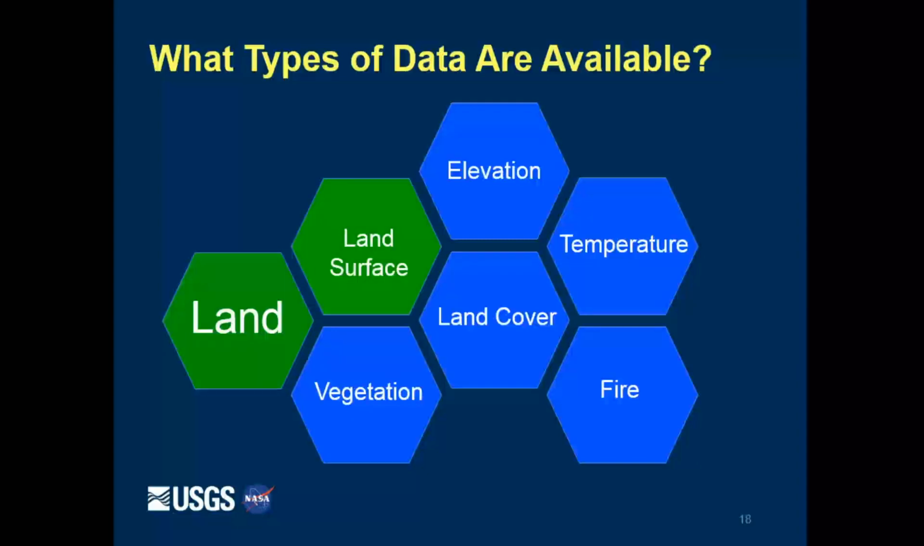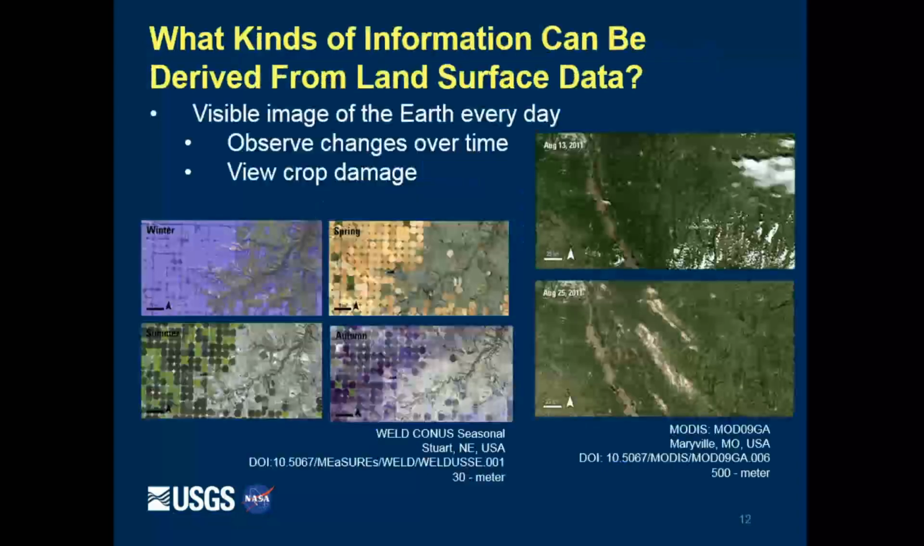So first we have land surface data. This provides us a visible image of the Earth every single day. It can be used to observe natural or human-made changes over time, such as urbanization or farming, or to study impacts from natural disasters. In these images right here, we can see the web-enabled Landsat data set product, and this shows a farm from Stewart, Nebraska.